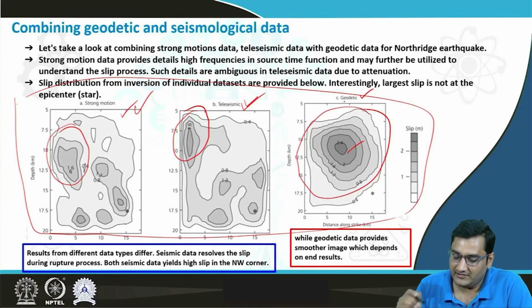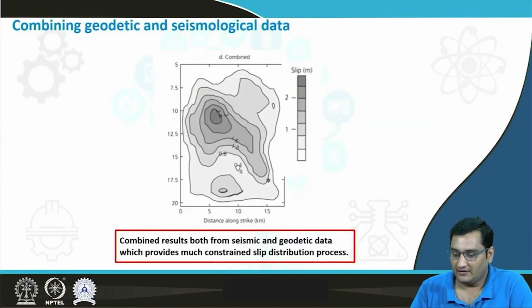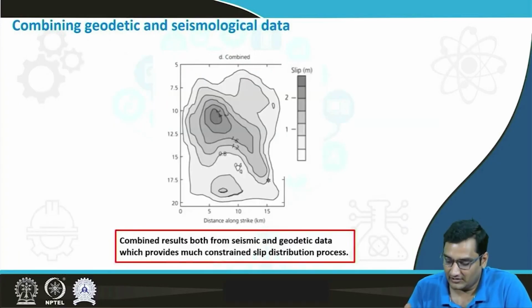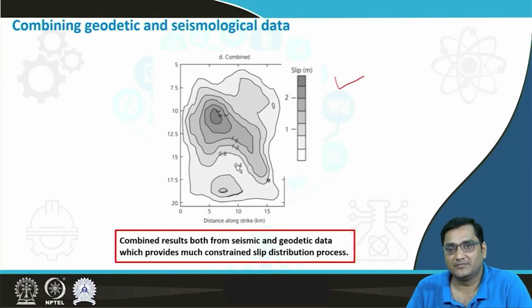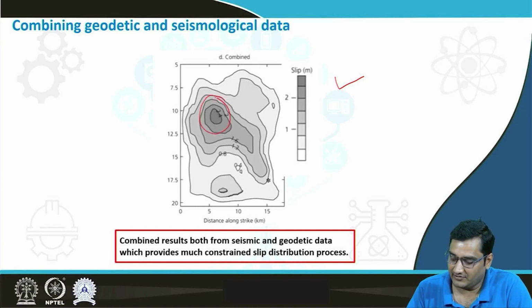If we combine both kinds of data together, seismic data and the geodetic data, then how the figure will look, or how the slip directions will look, is given in this particular figure. And this basically provides a much more constrained slip distribution, and you can see that the slip is higher in this particular area, and this is the location of the epicenter.